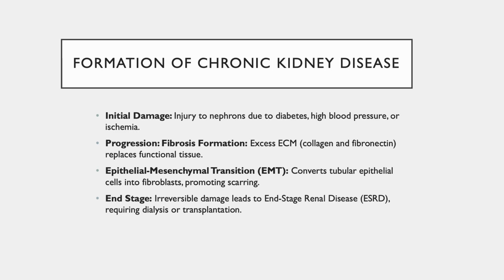Okay, so here we have the formation of chronic kidney disease. Initial damage is when there's an injury to nephrons due to diabetes, high blood pressure, or ischemia. And then we have the progression, which is fibrosis formation, where excess extracellular matrix like collagen and fibronectin replace functional tissue. Epithelial mesenchymal transition, EMT, converts tubular epithelial cells into fibroblasts, promoting scarring. And then we have the end stage, where irreversible damage leads to end stage renal disease, requiring dialysis or transplantation.